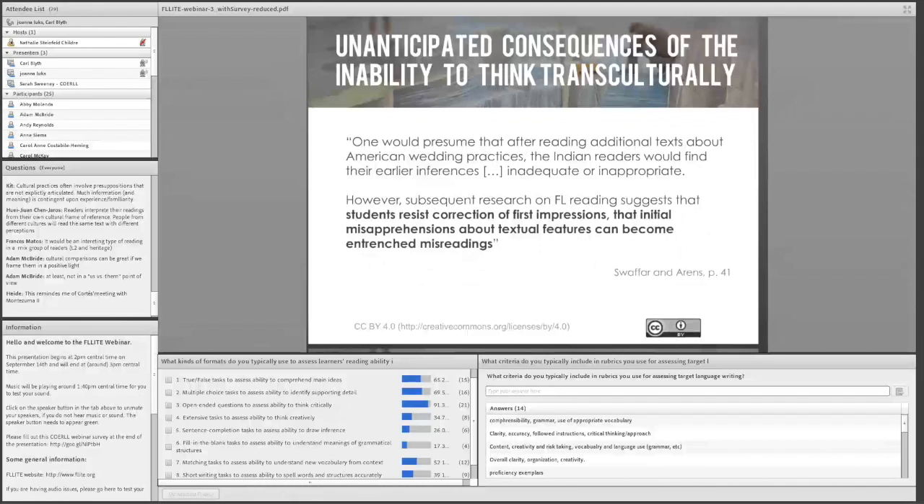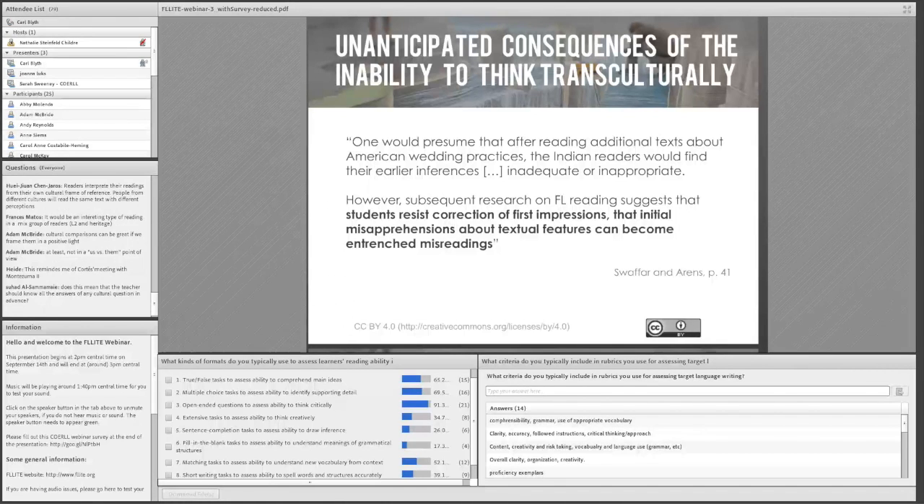So this is again something that Swaffer and Ahrens put so nicely together as an example in their book. So the unanticipated consequences of this inability to think transculturally. One would presume that after reading additional text about American wedding practices, the Indian readers would find their earlier inferences inadequate or inappropriate. However, subsequent research on foreign language reading suggests that students resist correction of first impressions, that initial misapprehensions about textual features can become entrenched misreadings.